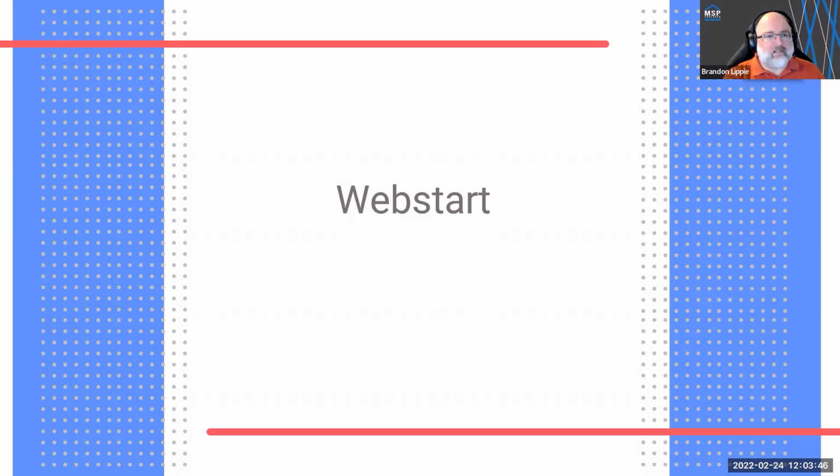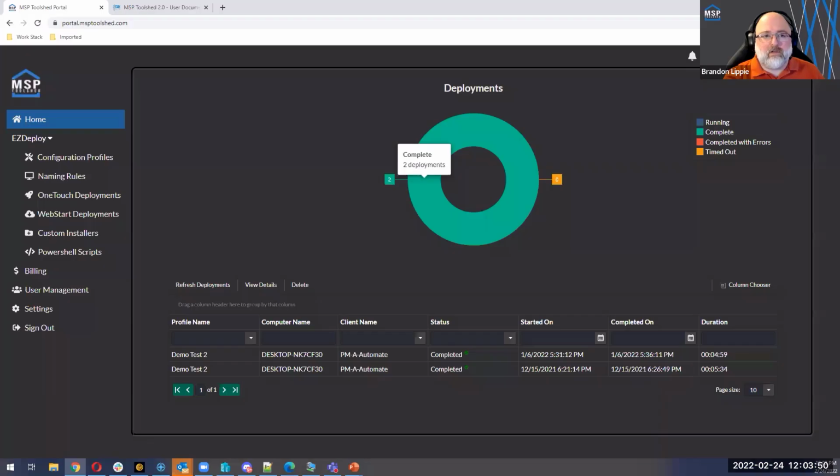So let me go ahead and get Toolshed up on screen. As you all know, with Toolshed, we're here to make deployment quicker. We want to simplify it, automate it, make it so that you can more easily manage it, and hopefully make your lives easier. One Touch is our number one method being used right now. WebStart's second. Well, we only have two, but that's the way.